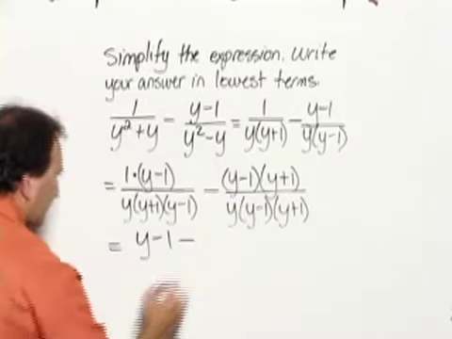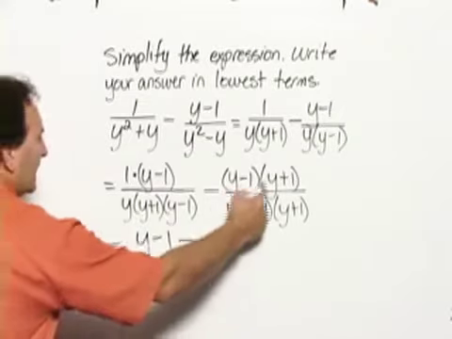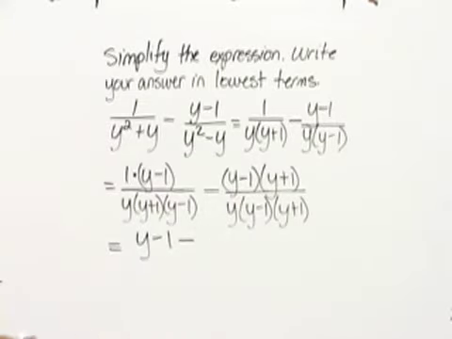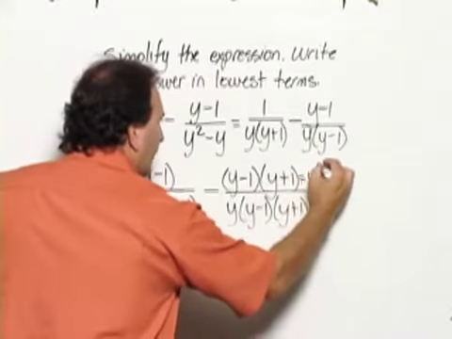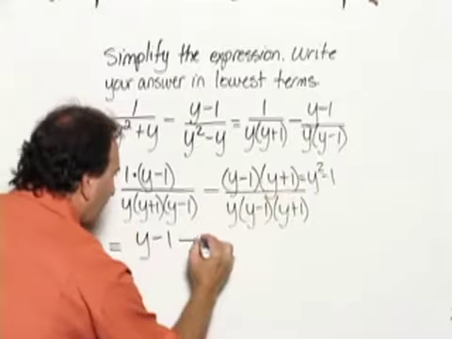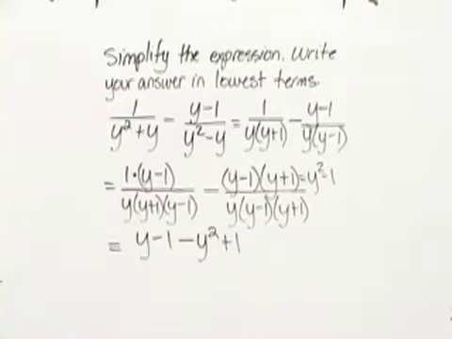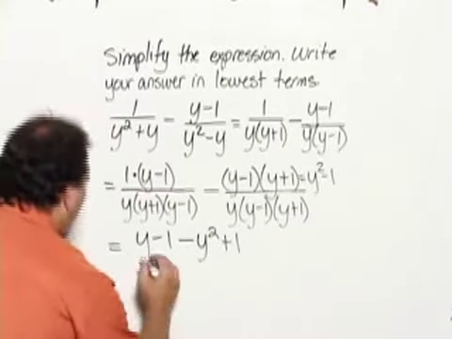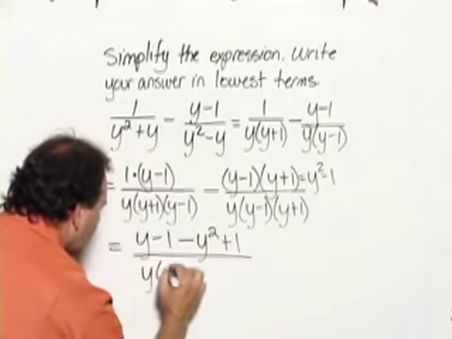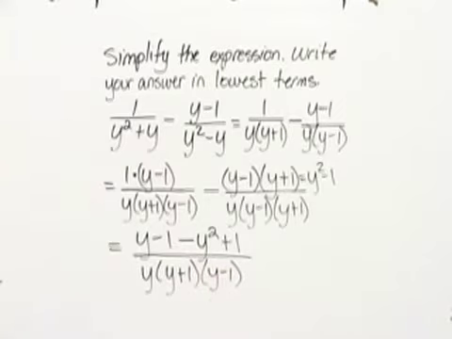Then we have the subtraction. But it's subtracting the expression y minus 1 times y plus 1. Notice that that is the difference of two squares. In fact, this is equal to y squared minus 1. But now we're subtracting that. So we're subtracting y squared, and we're subtracting negative 1. Subtracting a negative 1 is the same as adding a positive 1. All of that is over the common denominator of y times y plus 1 times y minus 1.